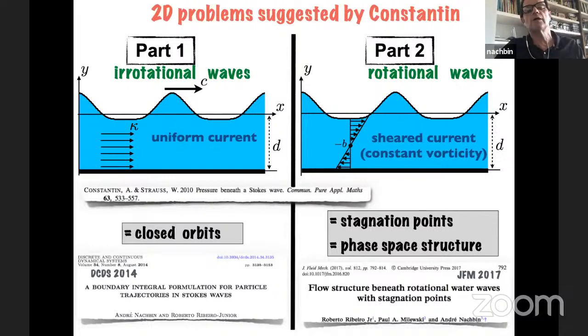The first part, which was a very nice warm-up, was regarding irrotational waves. So you take a Stokes wave and you put it in the presence of a current. So there's no shear, there's no vorticity, and with Walter Strauss in this CPAM paper in 2010, they proved, among other things, that there could be closed orbits if the current is against the wave. It's kind of intuitive, right? If you have the Stokes drift and you push it back, you might have closed orbits. But it's not that easy to prove because it's highly nonlinear, as I said, the dynamical system below.